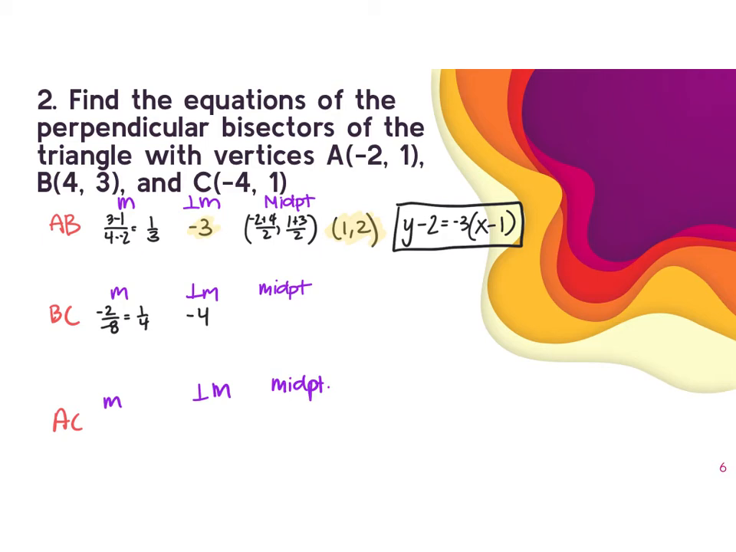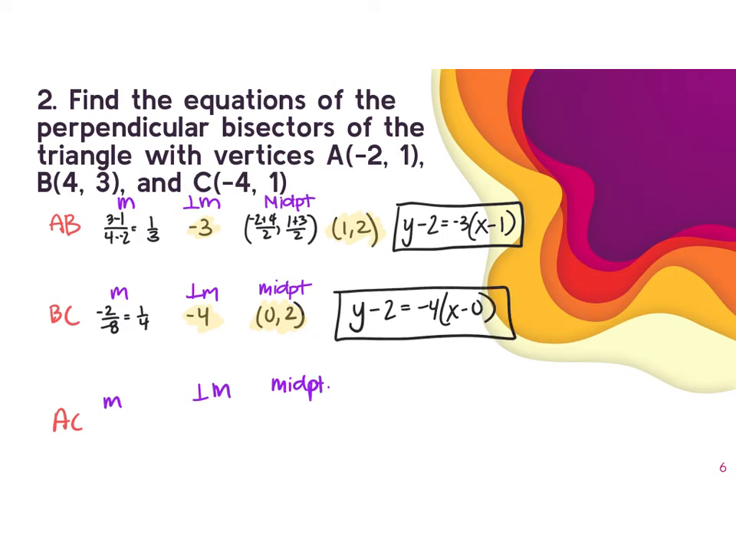To find your midpoint, you're adding the x's and dividing by 2, then adding the y's and dividing by 2. So for our x's, if I add and divide by 2, I get 0. For the y's, if I add and divide by 2, I get 2. For our equation, remember we're using the perpendicular slope and the midpoint. So y minus 2 equals our slope of -4, x minus x1, which is 0. And that is our equation.